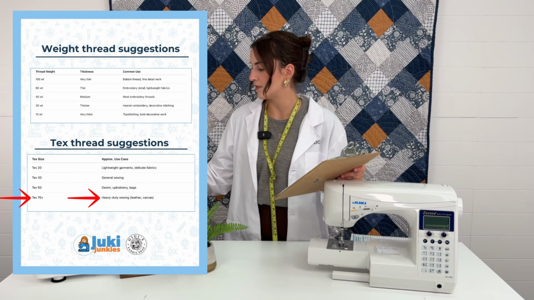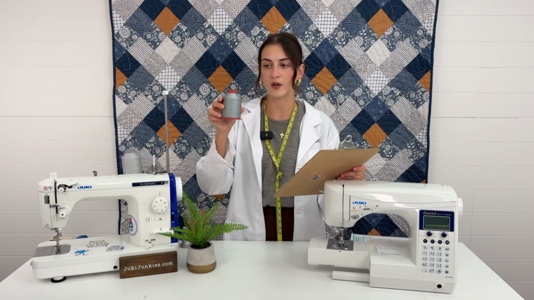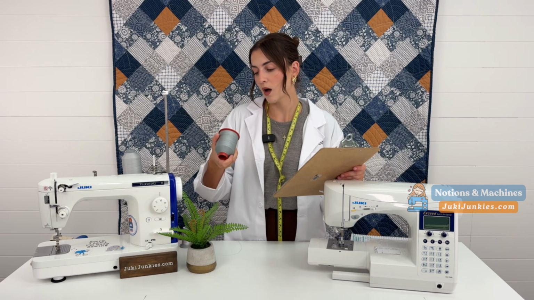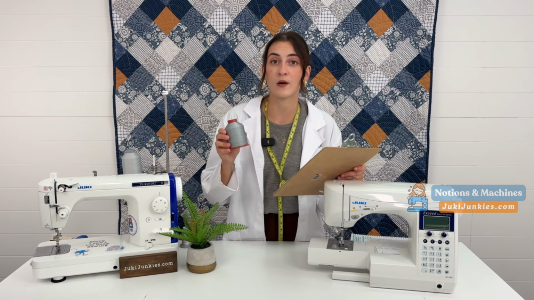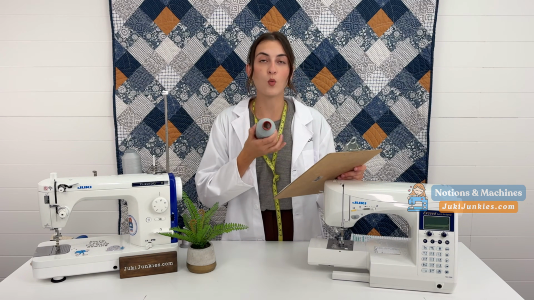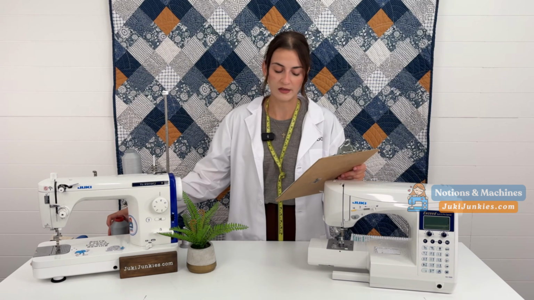We do carry Tex 70 as well in a little bit of colors for you on the website. We even carry some 90 and 135 on the website too. Some of those are UV treated, some of those are bonded nylons, some of them are more treated. So check those out on jukijunkies.com. You can always reach out to us too, and we can go over those different options if you're trying to find the right one for your project. But we have a wide variety, all the way from weight 60 all the way up to Tex 135. So a really wide variety of things here.